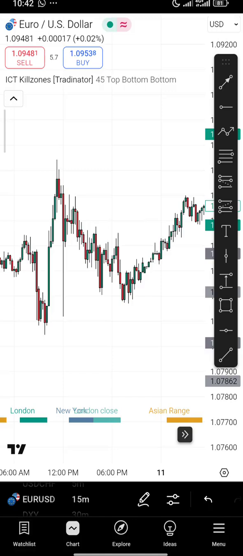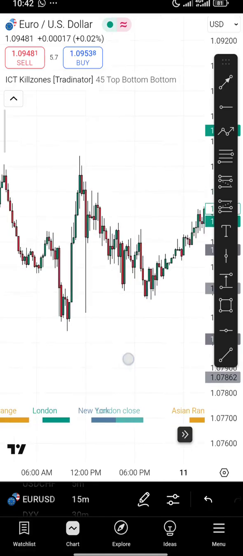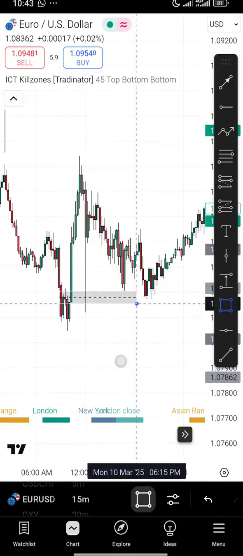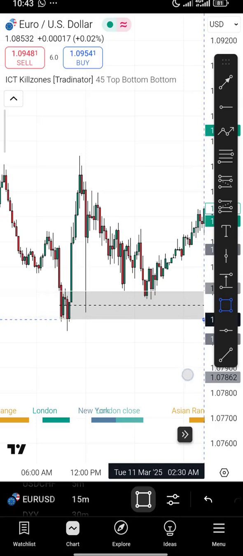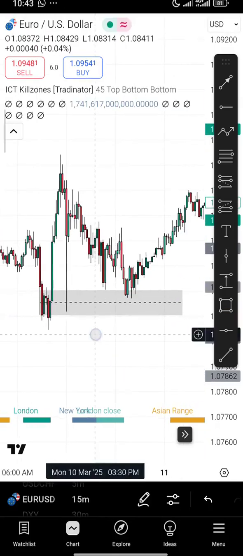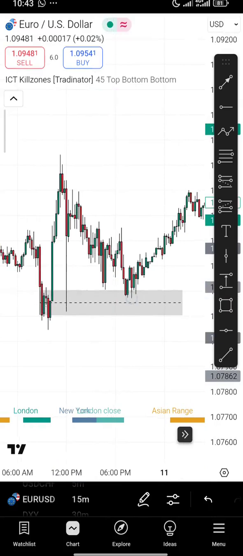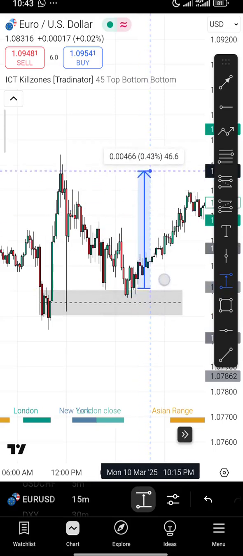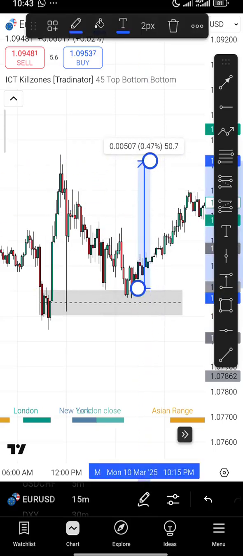So as well, other tools, we can also use other tools for analysis, like maybe this box. We can use this in marking our zones, like our order blocks and fair value gaps. So this is a kind of order block, right? You use a square to mark it. So this you use to measure price range from here to this swing high. How many pips does it give you, right?